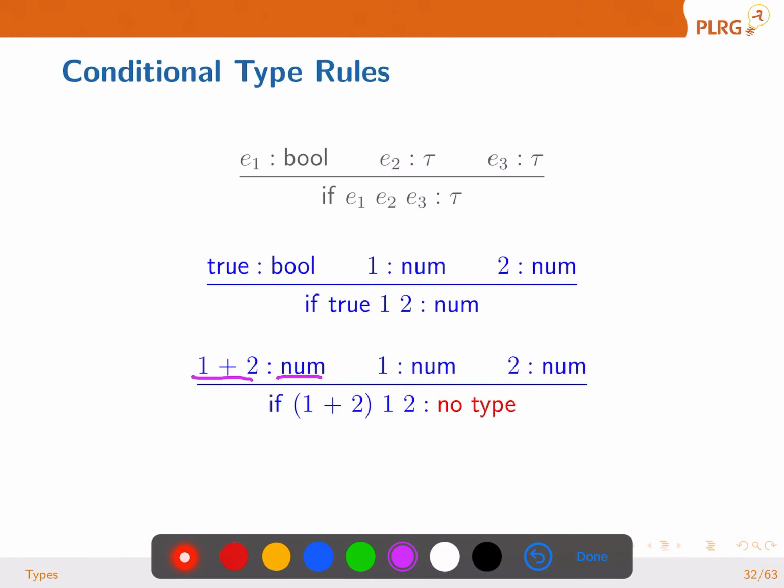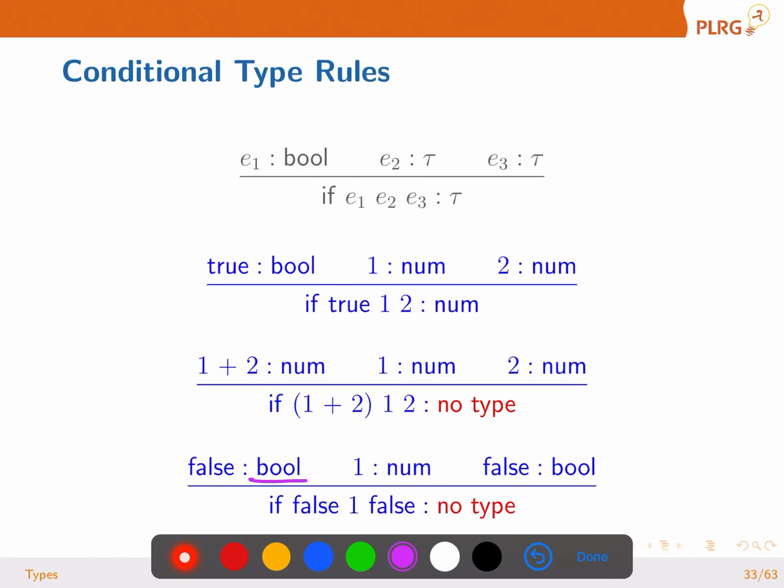Okay, how about this one? E1's type is num, error. Because E1's type should be bool, we can say no type. How about this? E1's type is bool, so far so good. E2's type is num, so tau is num. E3's type is bool. They are different, no type. Okay, are you with me? Yes. So until now, we talked about easy things like numbers, addition and subtraction, booleans, and if expressions.